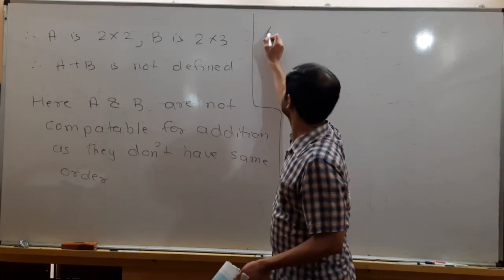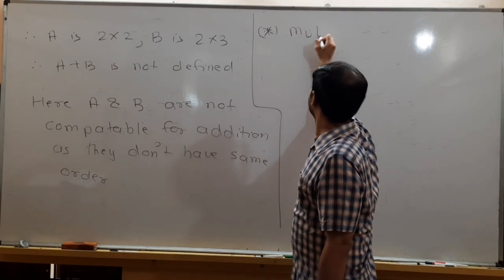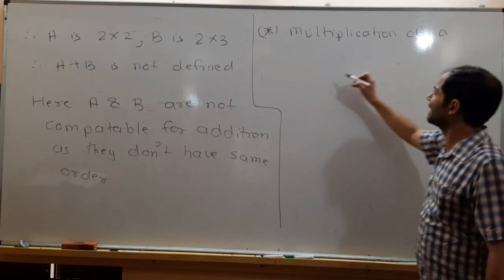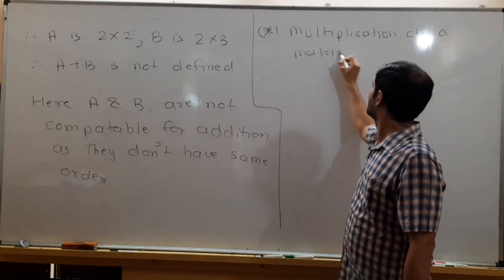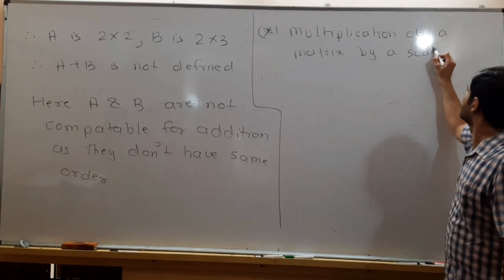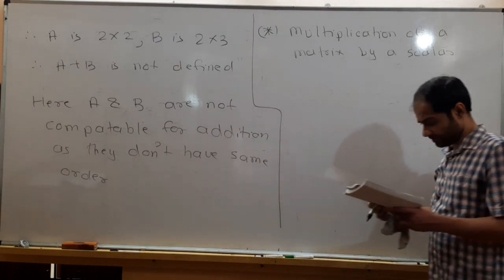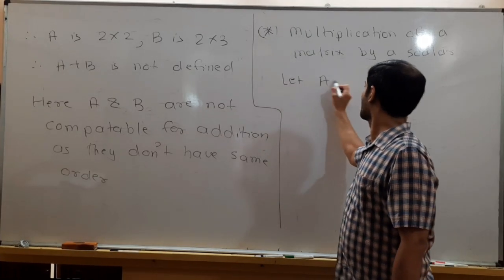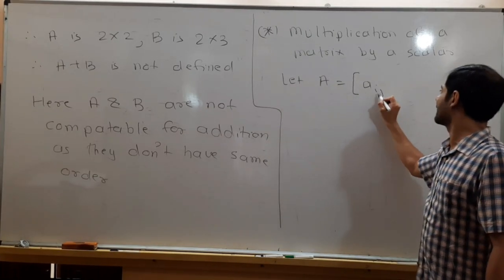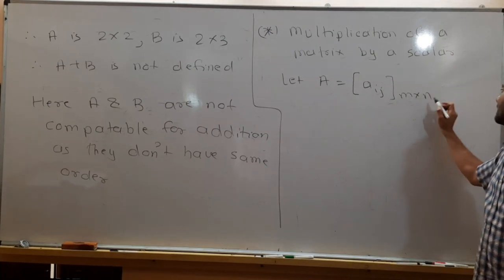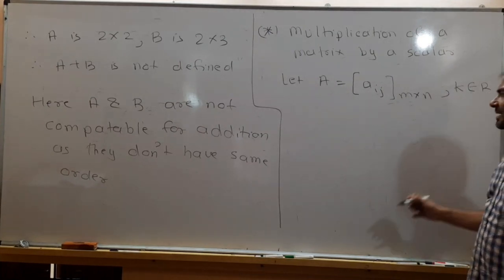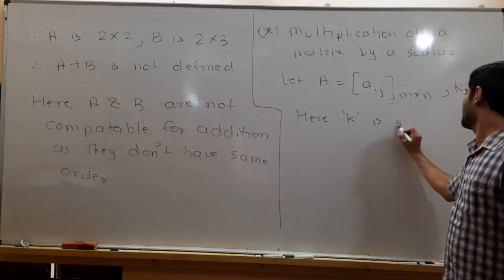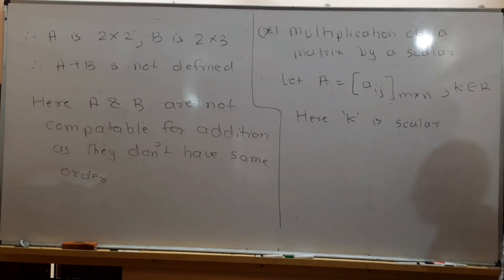Now the next topic is multiplication of a matrix by a scalar. Okay. So what I will do is that let A be a given matrix Aij of the order n cross n, and k belongs to R. K is a real number. Here K is a scalar, that is, it is any real number.